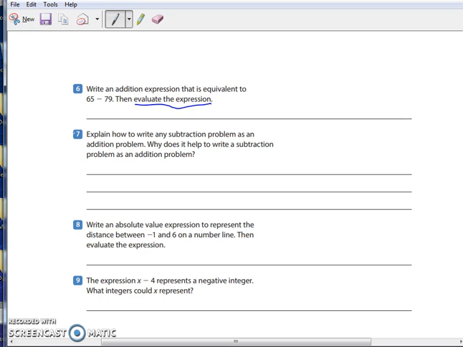This right here, number 7, comes directly from what we wrote in our reference notebook a couple of days ago. We have 3 steps. They begin with keep, change, and flip, if that helps you to remember what they're asking you to do there for number 7.